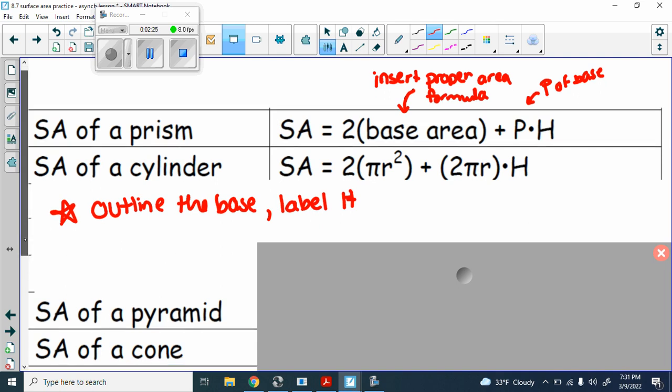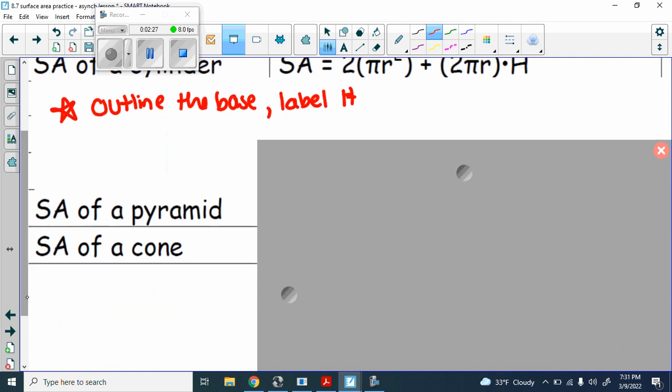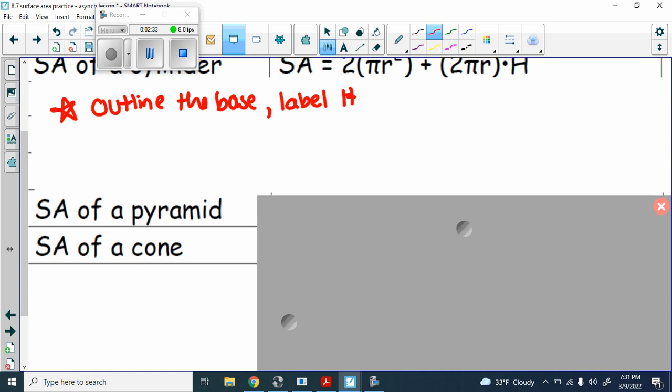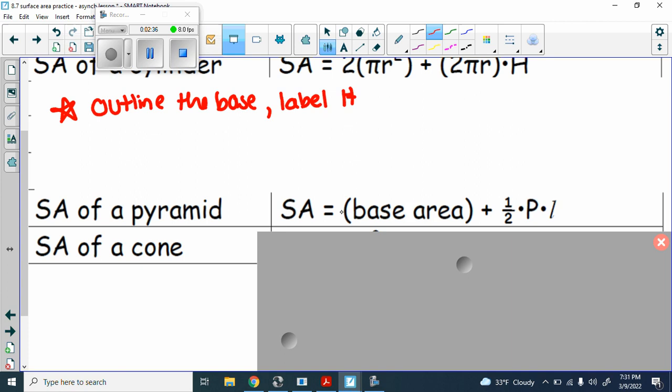Now a pyramid and a cone, the big difference here is we have only one base, and that lateral surface is treated a little bit differently. So let's recap a pyramid real quick here first. Just a single base area. You still need to insert the proper area formula here. Usually we're going to see these as regular polygons. So often this is 1/2 a n s, but it could be other things.